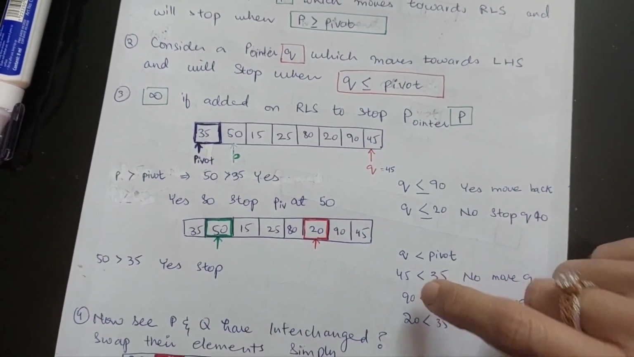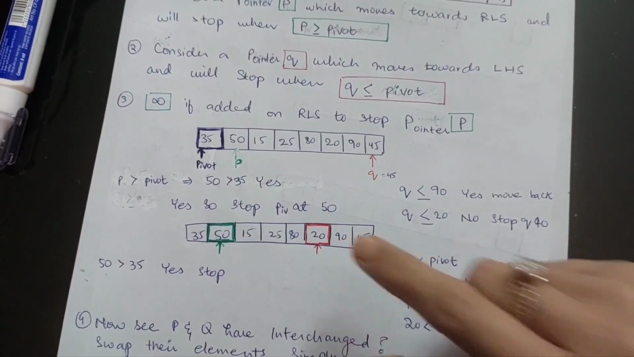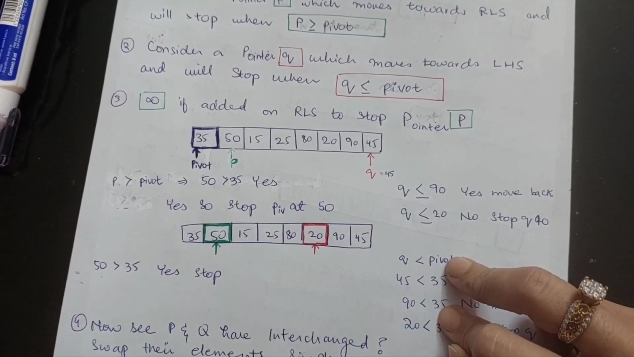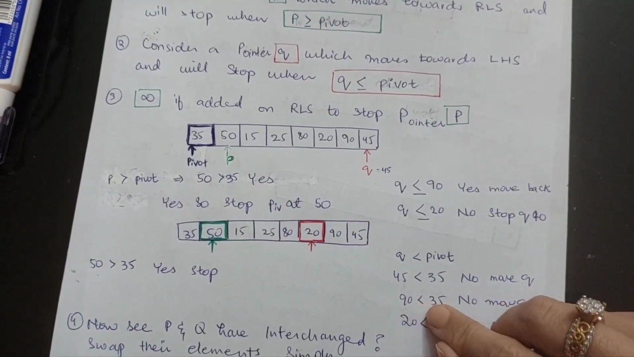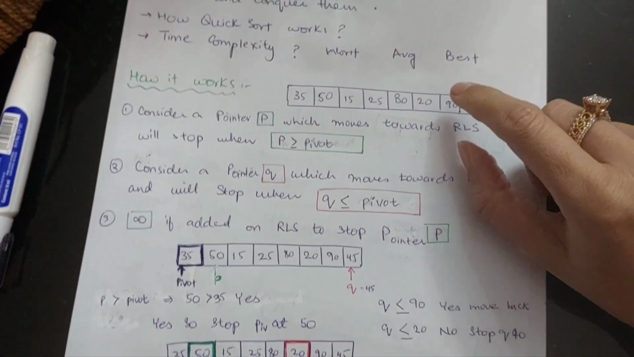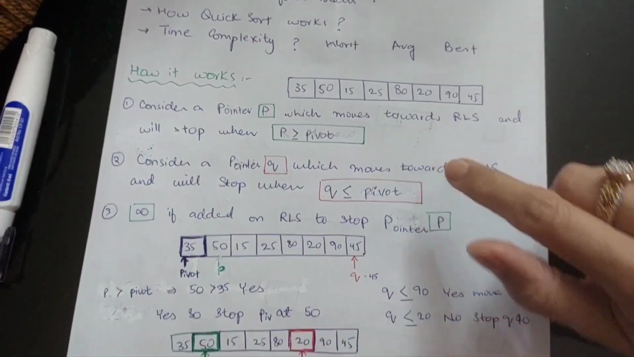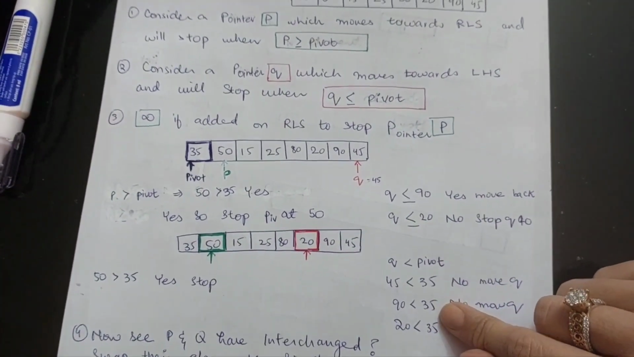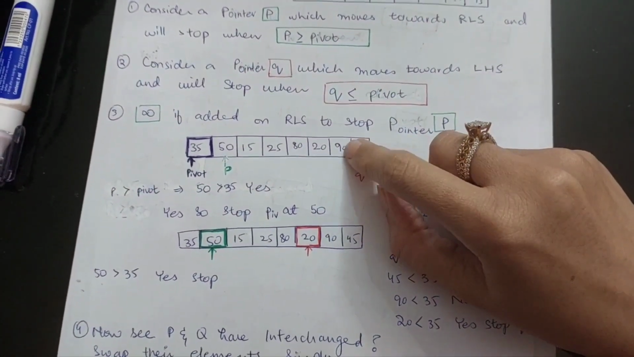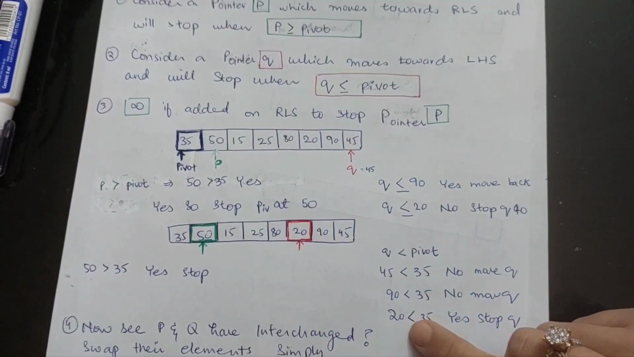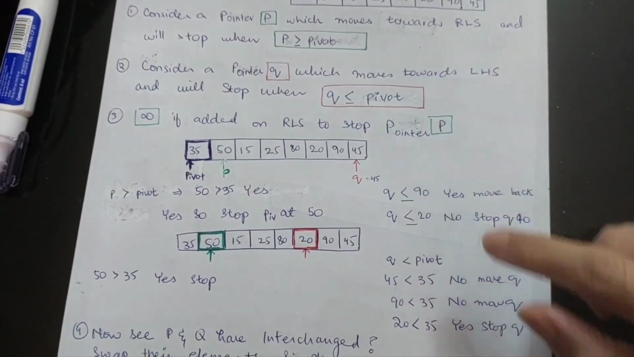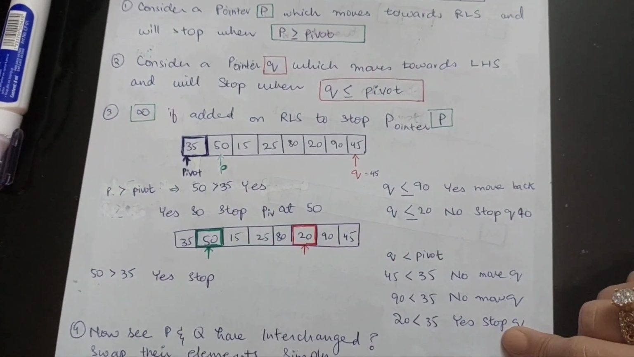So okay, keep moving q in that direction. Now q has moved from 45 to 90. Is 90 smaller than 35? All the comparisons of p and q will be made with pivot. So is 90 smaller than 35? No, 90 is not smaller than 35. It means that this stopping condition is still not true. So keep moving q more towards the left side. The q will move from 90 to 20. Is 20 smaller than 35? Yes. So now this stopping condition of q has been met. So we will stop q on 20.